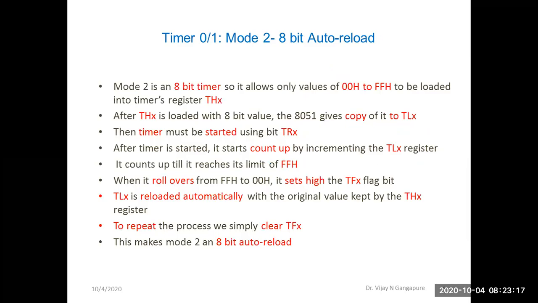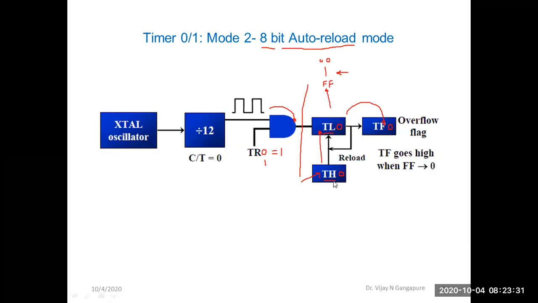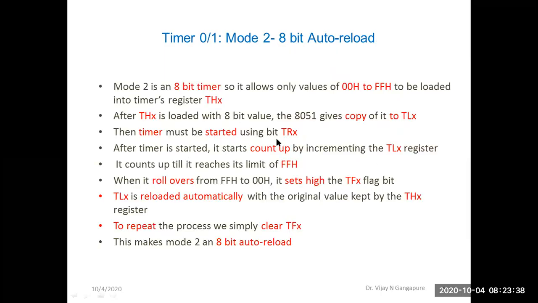Now whatever we discussed is written here. So mode 2 is an 8-bit timer mode. It allows only values of 00 to FF to be loaded into the timer register THX. So as I told you, TL0 and TH0 are of 8 bits, so the count in TH0 could be only between 00 and FF. We can load a value between 00 and FF into the TH register.